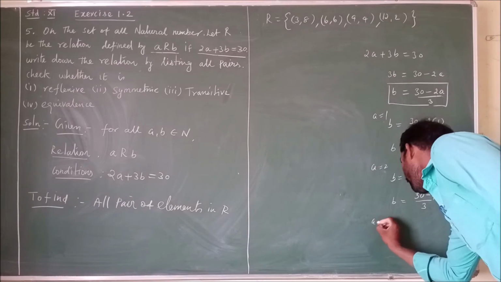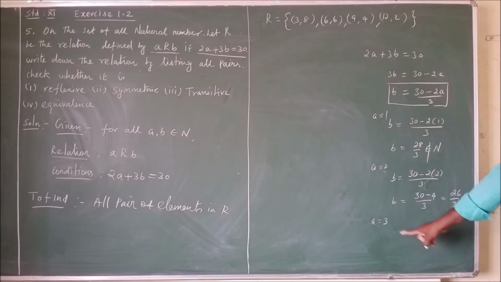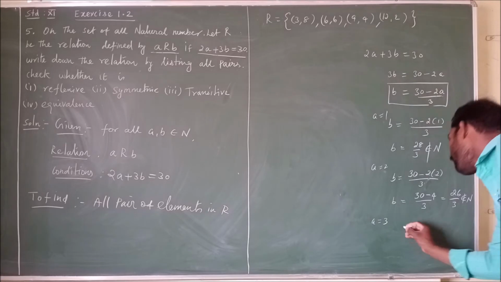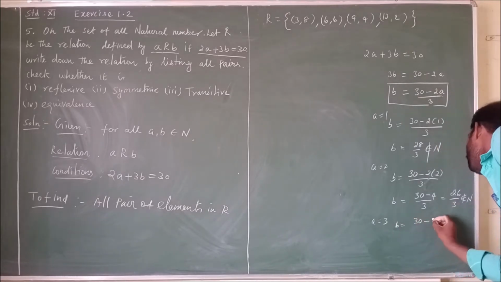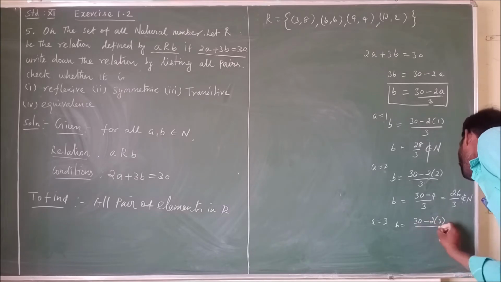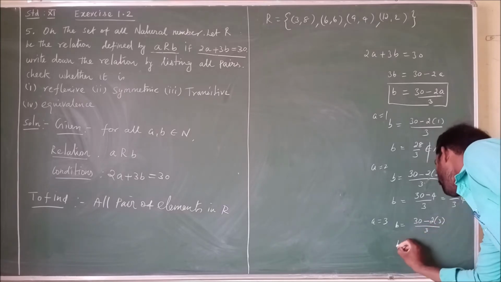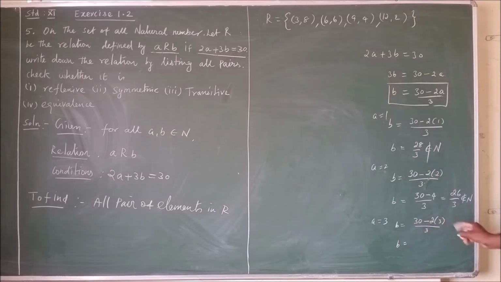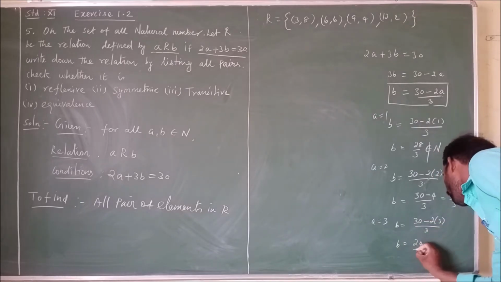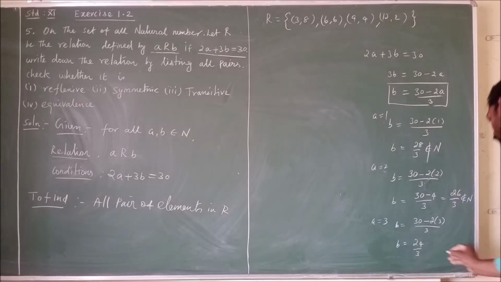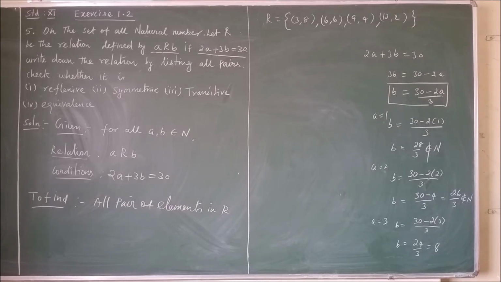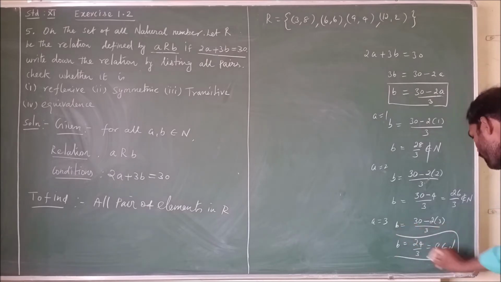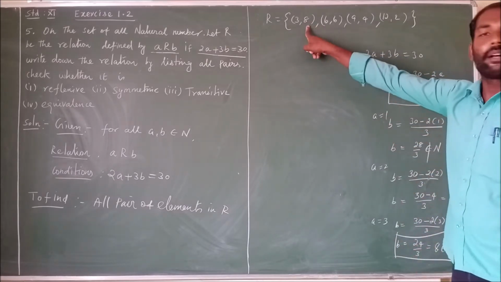Next, checking A equal to 3. If you replace A by 3, then B equals (30 minus 2 into 3) by 3. So B equals (30 minus 6) by 3, which is 24 by 3. 24 by 3 equals 8, since 8 threes are 24. So this belongs to N. Therefore, we get the first pair of elements, 3, 8.